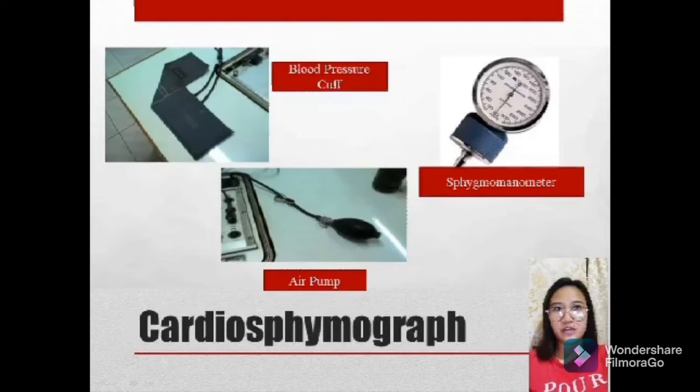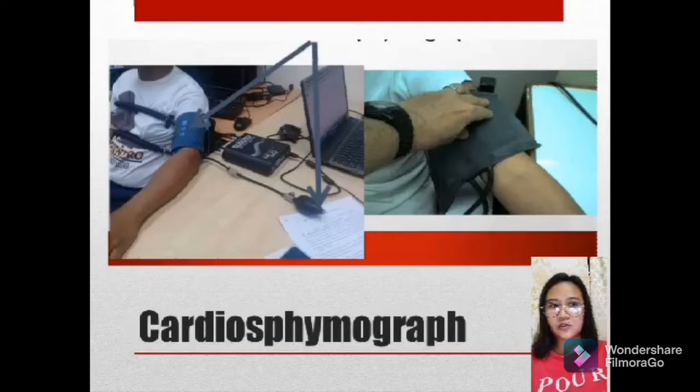The blood pressure cuff is attached to the upper right arm of the subject above the brachial artery. The sphygmomanometer is used to indicate the amount of air pressure inflated into the system in millimeters of mercury. Then, the air pump is designed to supply air to the system.